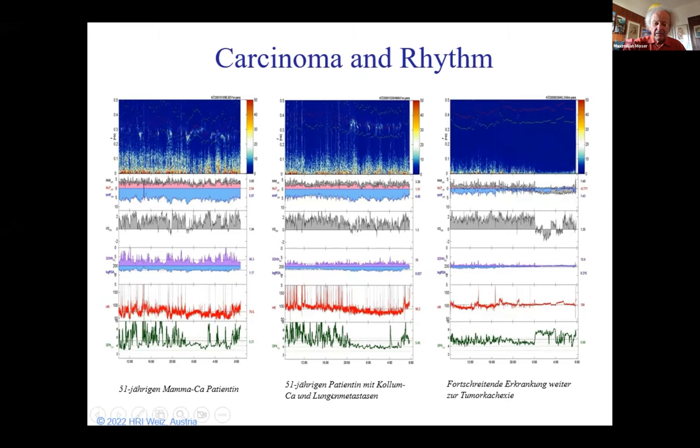Now, another patient, who had lung metastasis with her cancer, showed reduced rhythms. It's the same age, but you see that the rhythms are already reduced. And if you go to the right side, you see that in tumor cachexia, which is the last state of tumor disease, there's a total loss of rhythms. And we observed this many times, that cancer patients who are in a terminal state completely lose their rhythms. So the loss of rhythm is connected with the loss of life, actually.